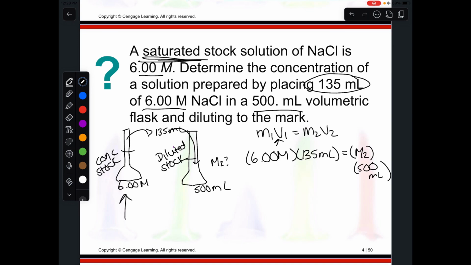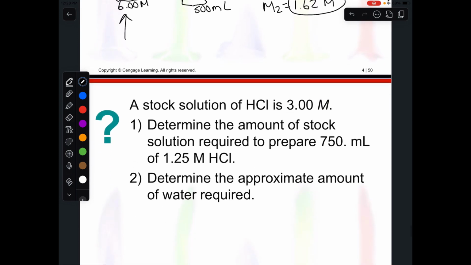Now go ahead and do the calculation. 6 times 135 divided by 500, and you can get your molarity for the diluted stock. In this case, it's 1.62. A good check is that your M2 is always going to be less than your M1. No, excuse me, your V1 is always going to be less than your V2 because you can't put more in than you already have. So it's always good to ask yourself that common question, does this make sense?